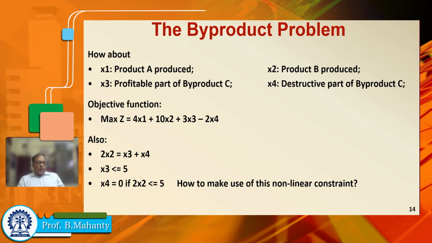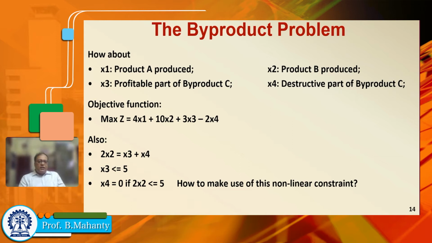But there are other difficulties. What are those difficulties? We already have those two constraints, the raw material constraints. Now we have two more additional constraints to begin with. That is 2x2 equal to x3 plus x4, because the profitable part and destructive part together should be double the amount of x2. So this is a very straightforward equation. But x3 should be less than equal to 5.